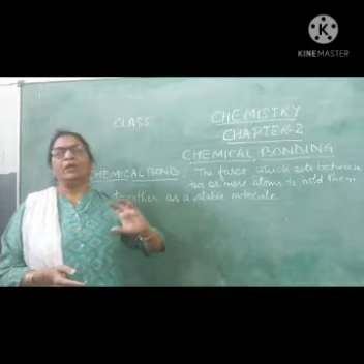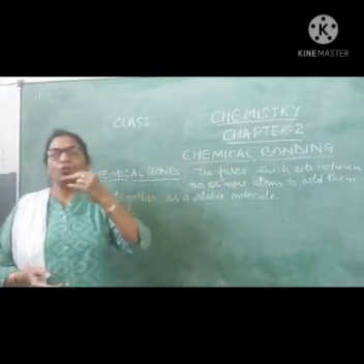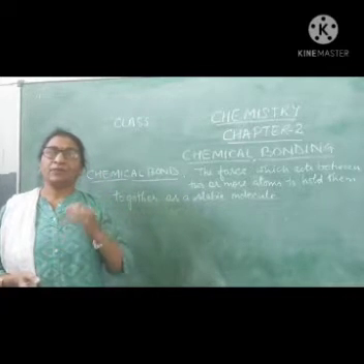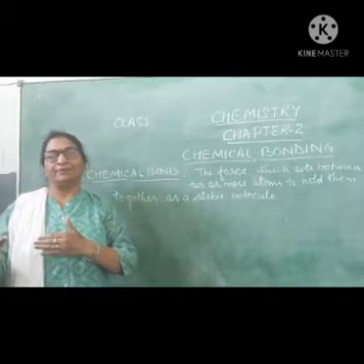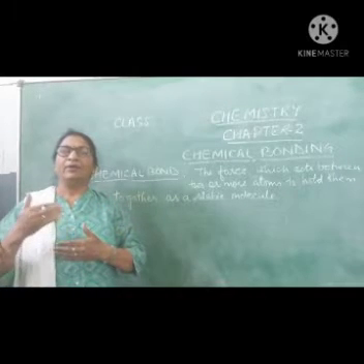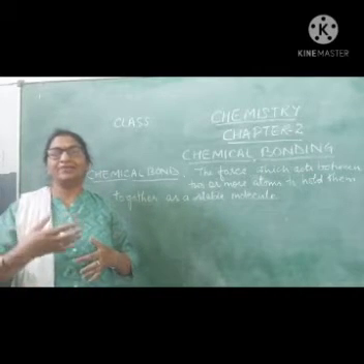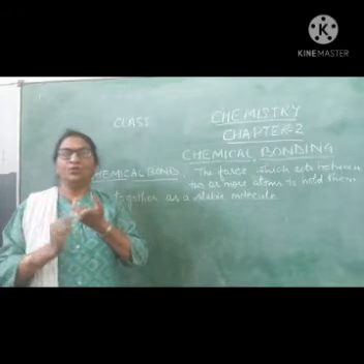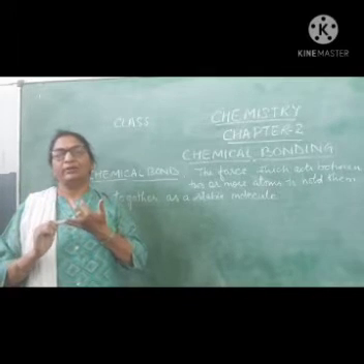So what is a bond? A chemical bond is a force which acts between two or more atoms to hold them together as a stable molecule. Now, how do they combine with other atoms? Either they lose electrons, or they gain electrons, or they share electrons. That is how atoms get a stable electronic configuration.